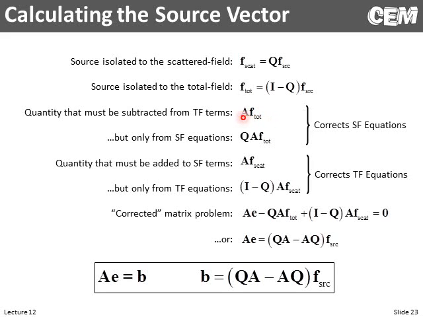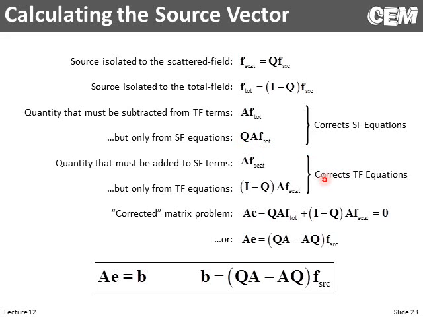Well, if we multiply our original A matrix, that's the wave matrix, and that came from tying together all of our derivative operators and diagonal matrices. They all came together to calculate A. So if I say A times the field isolated to the total field region, these are the terms that need to be subtracted from those scattered field equations. However, we don't want to subtract that from every equation. We only want to subtract those from scattered field equations. So we have to include this Q here, which then isolates these corrections to just the scattered field region.